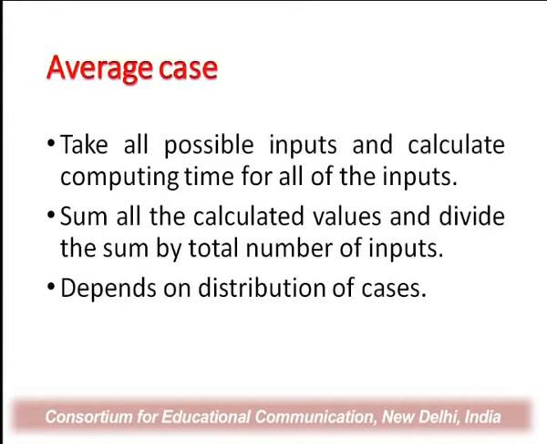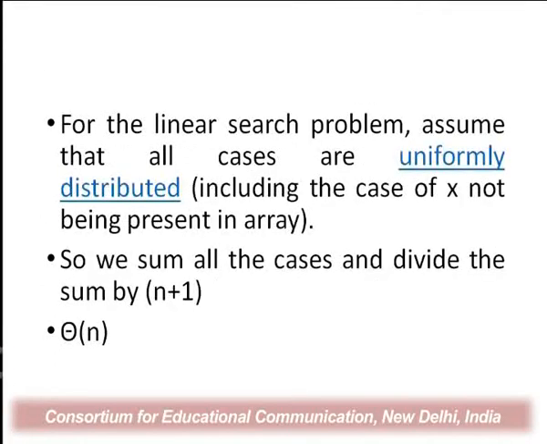So, basically it depends on the distribution of cases. When I say it depends on the distribution of cases, I am assuming that all the cases are uniformly distributed, which also includes the case of the element not being present in the array in a linear search problem, and then we average it out by n plus 1. So, what is happening here?